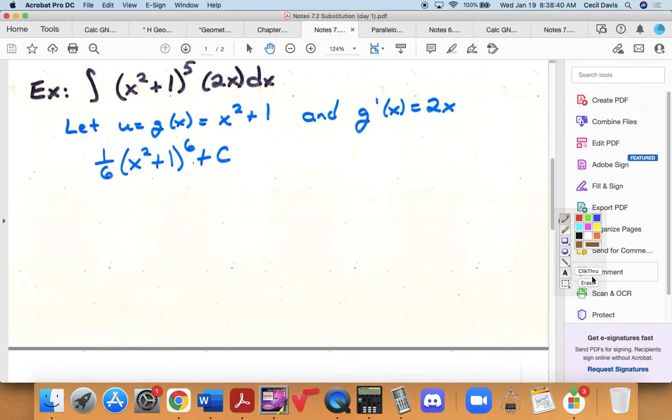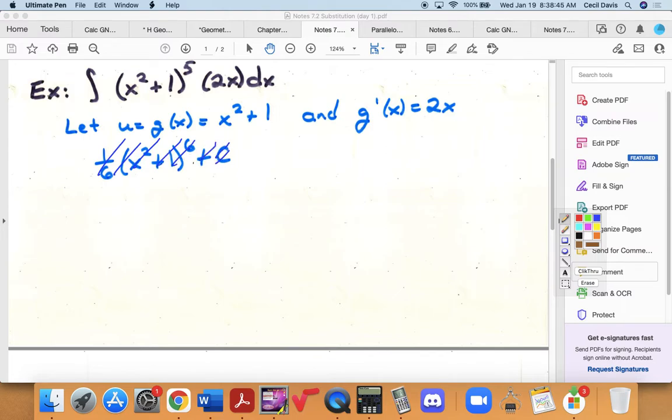So I'm going to get rid of this for the time being. That is the final answer. But what you could do is this. If I let u be equal to g of x, this inside function, x squared plus 1, then g prime of x would be 2x, right? So du is equal to 2x dx. I'm taking the derivative of u with respect to x, and I get 2x dx.